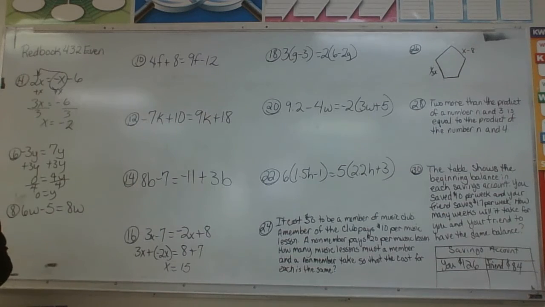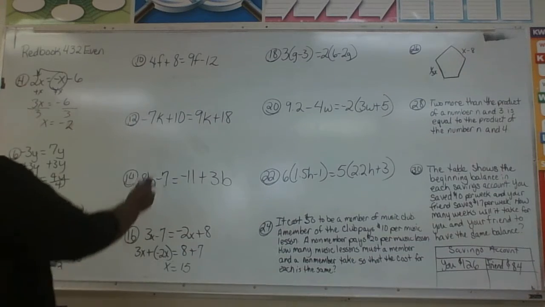Here we have 6w minus 5 equals 8w. We're going to move the 6w by subtracting 6w from both sides. Negative 5 is equal to, in this case, 2w. We're going to divide both sides by 2. And w is equal to negative 5 halves. Okay, that's number 8. Let's move forward.